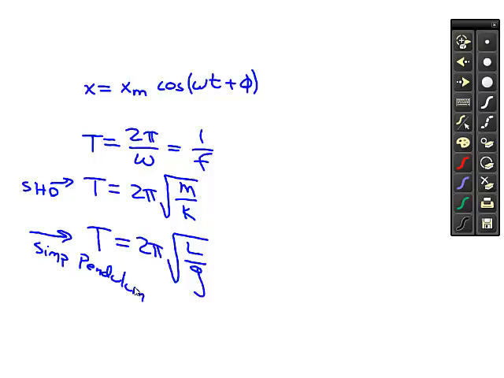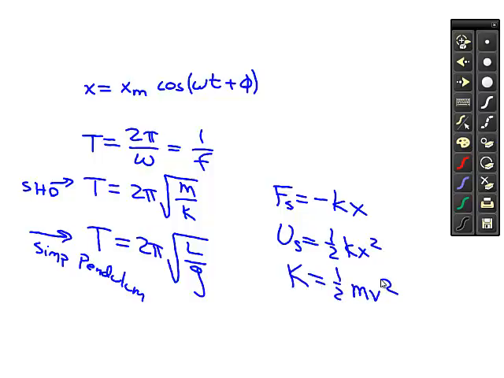What else? They have force of a spring equals minus kx. They have potential energy of a spring is 1/2 kx squared. Another one we used in this chapter, 1/2 mv squared. That, of course, is on there.